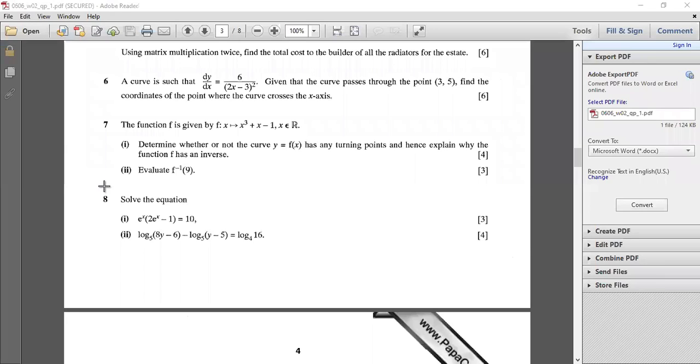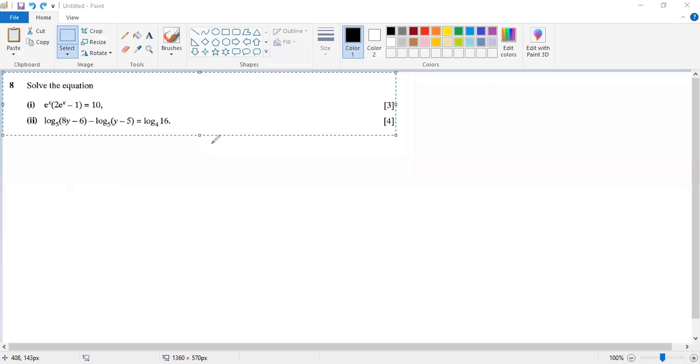Let's begin with question number 8. Let's change it to the whiteboard and let's start. Okay, so now they asked to solve these equations. Let's solve the first one.